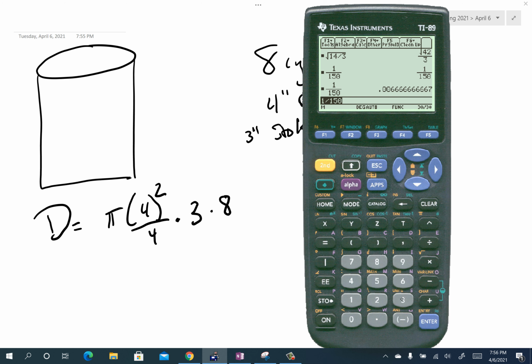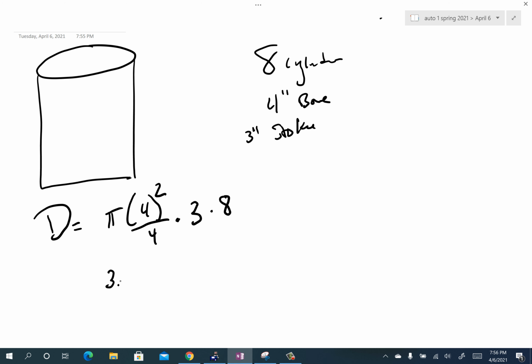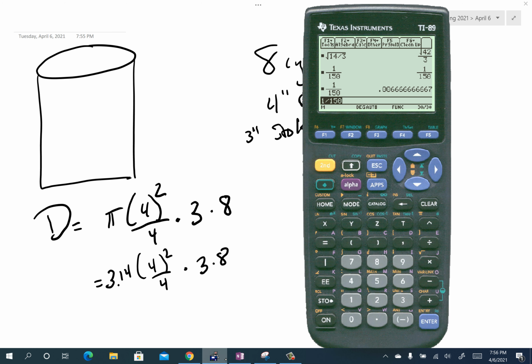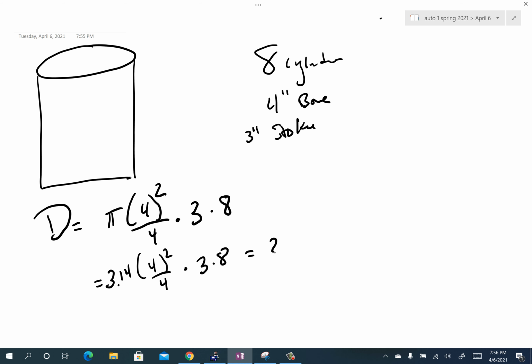Mr. Groom, how do you know that? Now listen, when I want you to use pi here, I want you to use the number 3.14. The reason is that hopefully the computer will be able to grade this appropriately. If we all try to use pi, it may or may not work. So I want you to use 3.14. The answer is 301.44, or just 301 inches cubed, which is what Ford refers to as their 302 engine. 301 point something cubic inches.